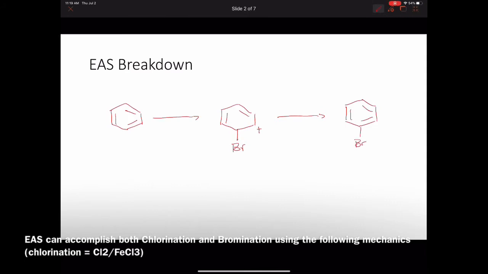Typically we can accomplish these kinds of transformations using a halogen source and some type of Lewis acid that has the halogen attached to it. In this case, since we're using bromine, we have to use iron tribromide. We can also do this with chlorine, so chlorine and iron trichloride, but we can't actually do this with iodine or fluorine. For those, we have to use a different set of conditions.